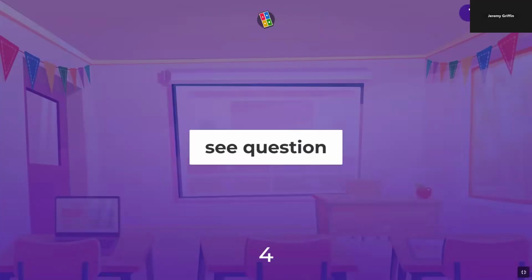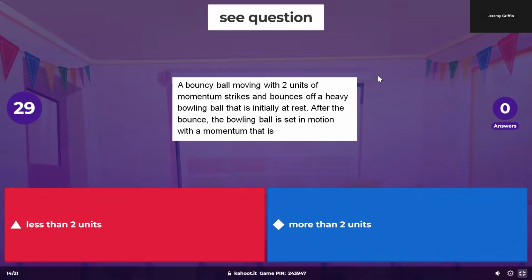All right, I think I got a follow up here. Ooh, a bouncy ball. Moving with 2 units of momentum, it strikes and bounces off a bowling ball initially at rest. After the bounce, the bowling ball is set into motion with the momentum of what? A boing. After the bounce.